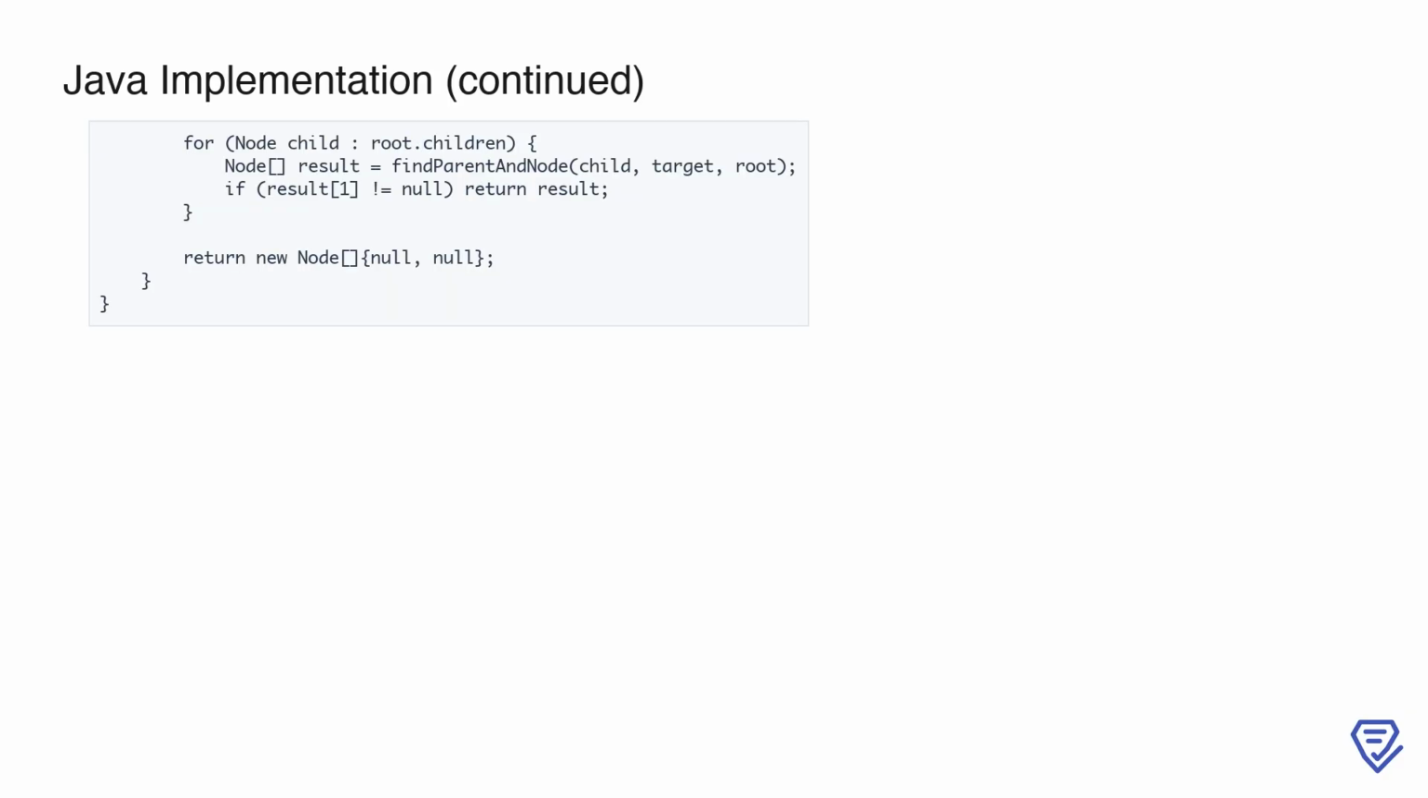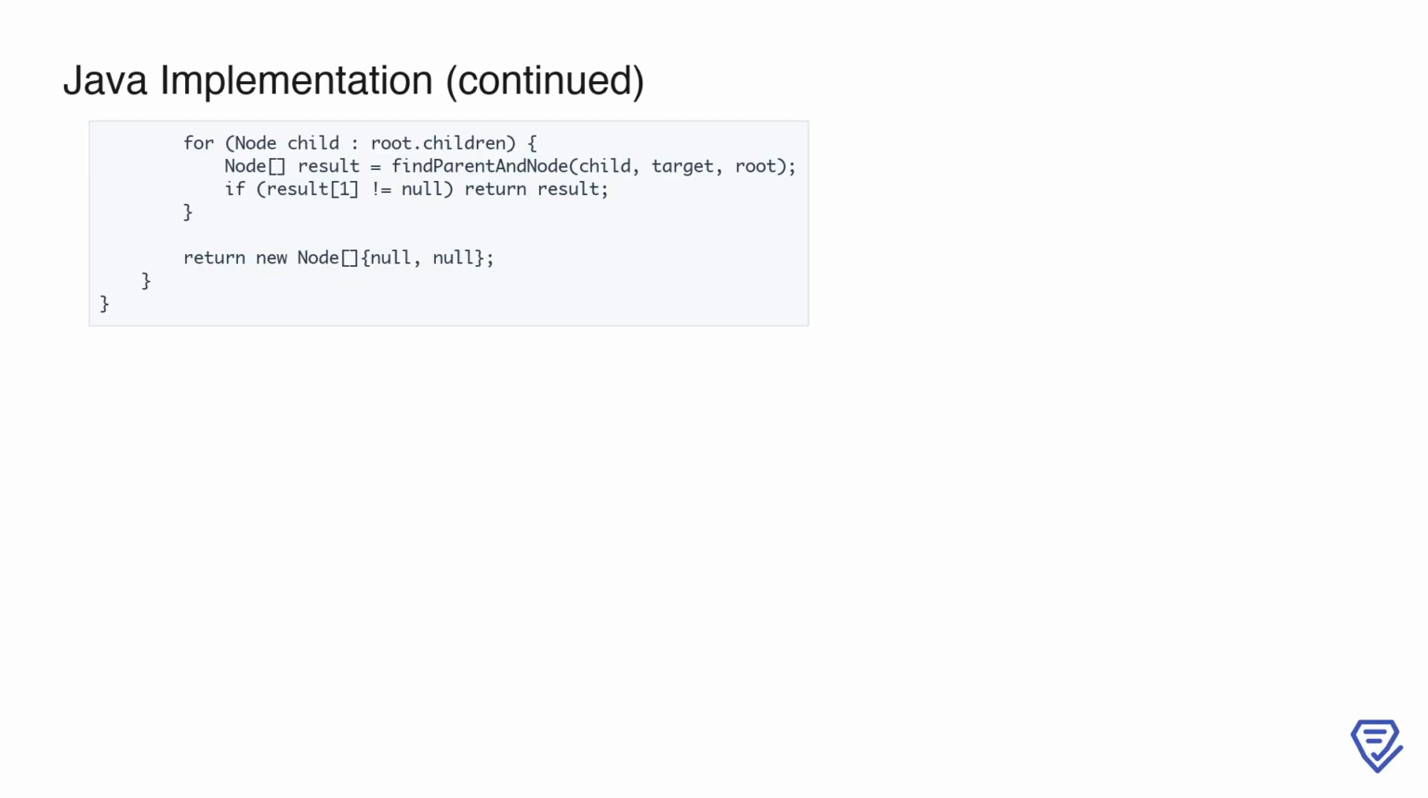To support these operations, the find parent and node helper method traverses the tree recursively. Starting from the root, it checks if the current node matches the target. If it does, it returns the parent and the node as an array. Otherwise, it iterates through the children of the current node, performing recursive calls to explore deeper levels of the tree.